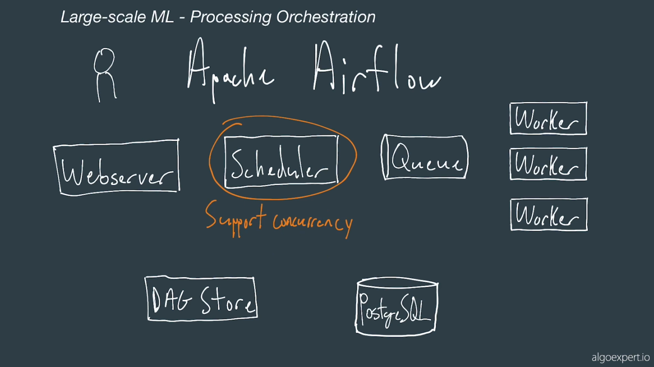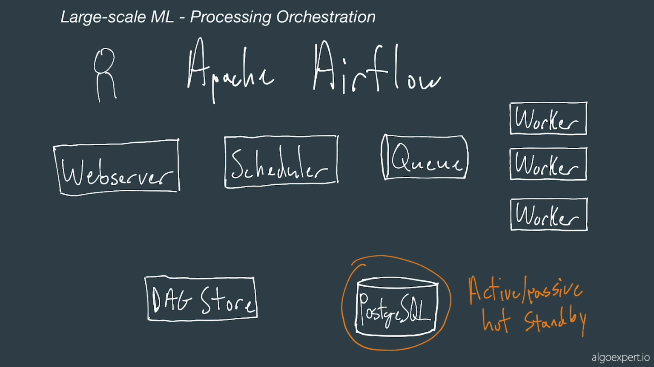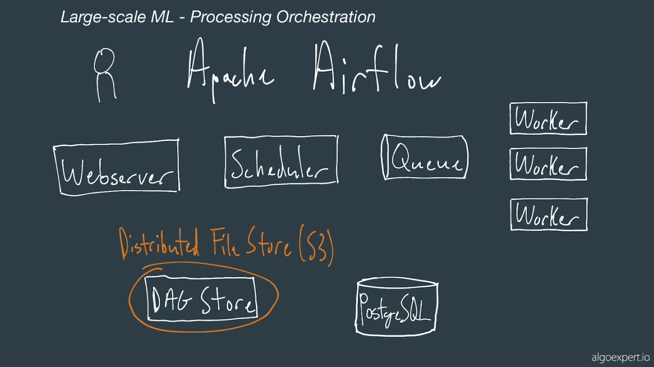In more recent versions, they support concurrency amongst the schedulers, so this means that you can have many schedulers running at the same time. They will ensure that tasks don't get scheduled twice by mistake. Now, moving on to the database, we'll have to have some active, passive, hot standby here as well. Now, moving on to the DAG store, that's typically in a distributed file store, so I used S3, and we'll go ahead and see a demo of that here shortly.